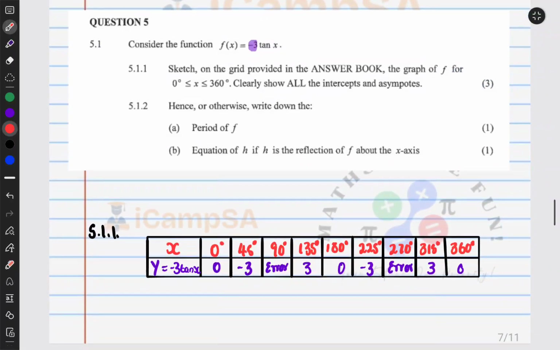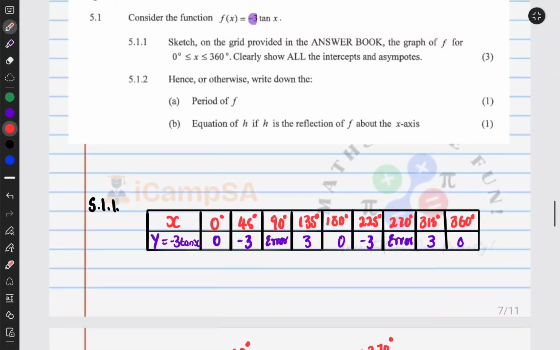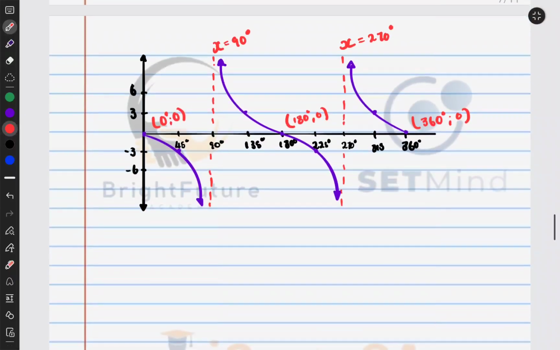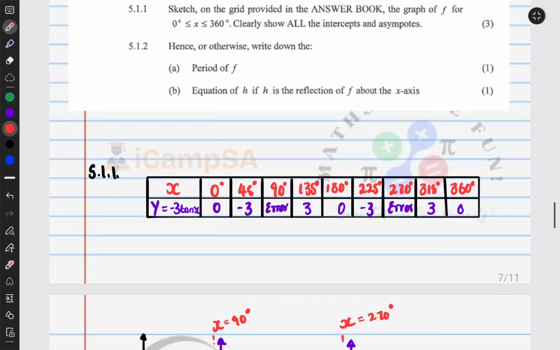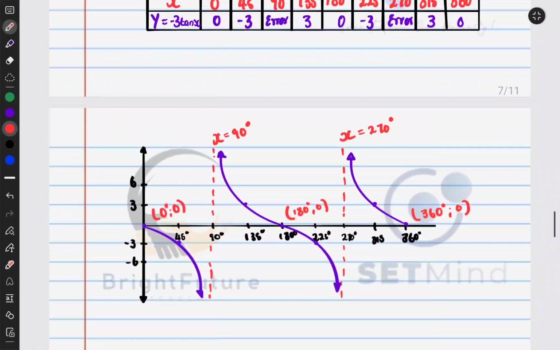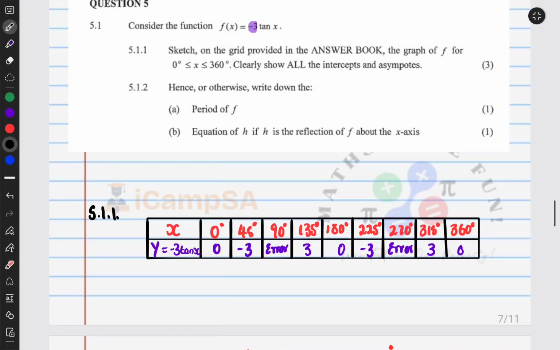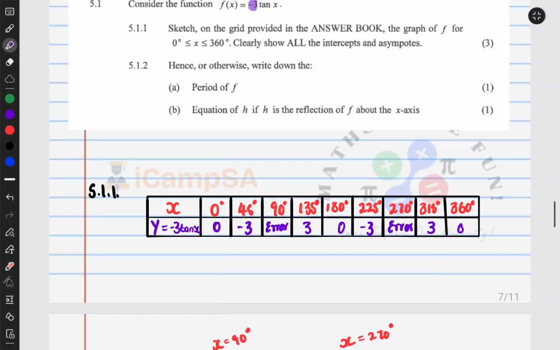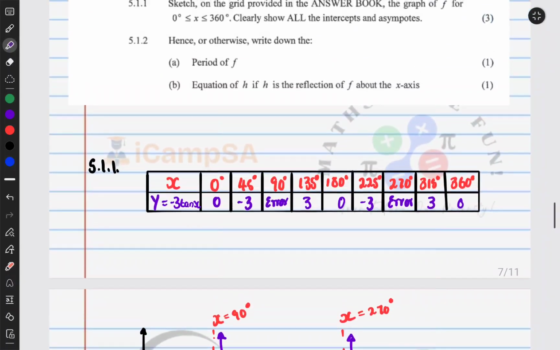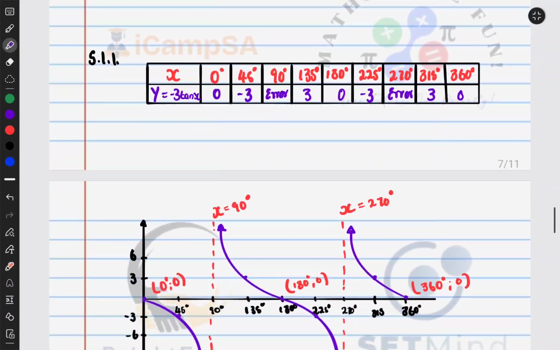Okay, and then for 5.1.2, hence or otherwise, write down the period of f. The period of f. So how long it takes for this function to repeat itself. The period of f for the tan function is 180 degrees, unless the function has been squeezed, at which point they will introduce a coefficient of x there. Maybe they'll give you tan 2x, but if the function has not been horizontally shifted or stretched, the period will remain being 180.